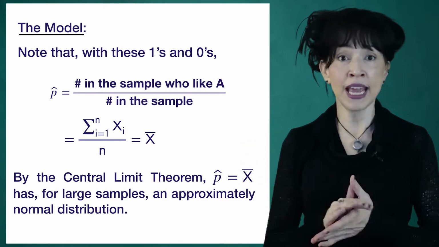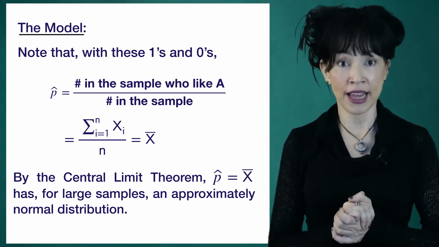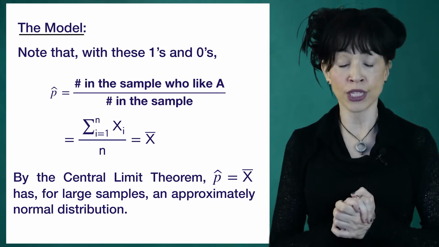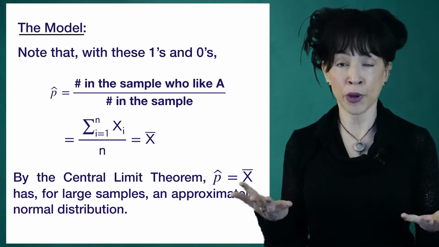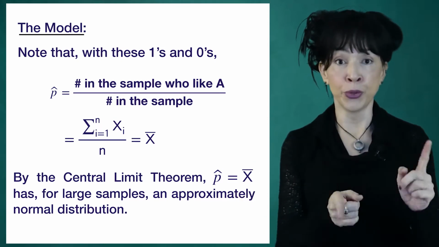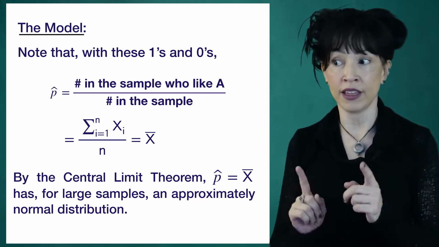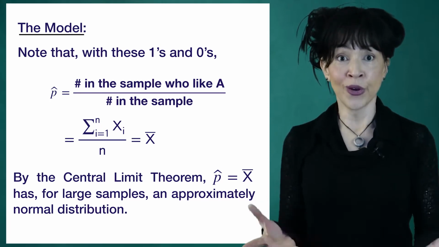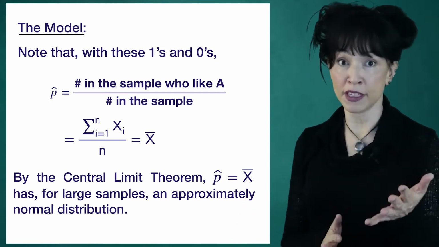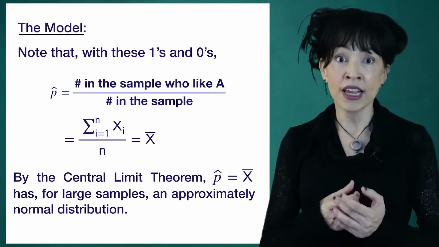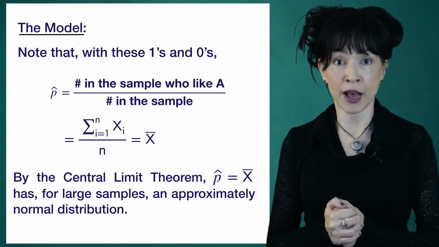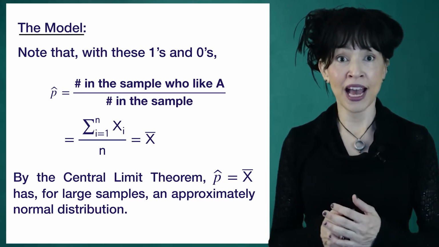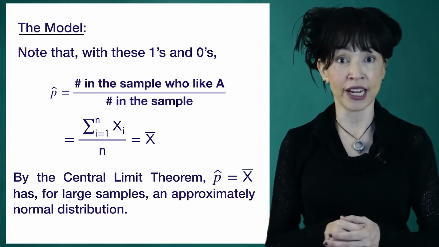So once again, p hat is going to be the number in the sample that like candidate A over the total sample size, and this is an x bar when I have Bernoulli random variables representing the preference of each voter. So we're going to say by the central limit theorem that this p hat, because it's an x bar, gets normal for a large enough sample. And before we do that, let's specify the mean and variance.